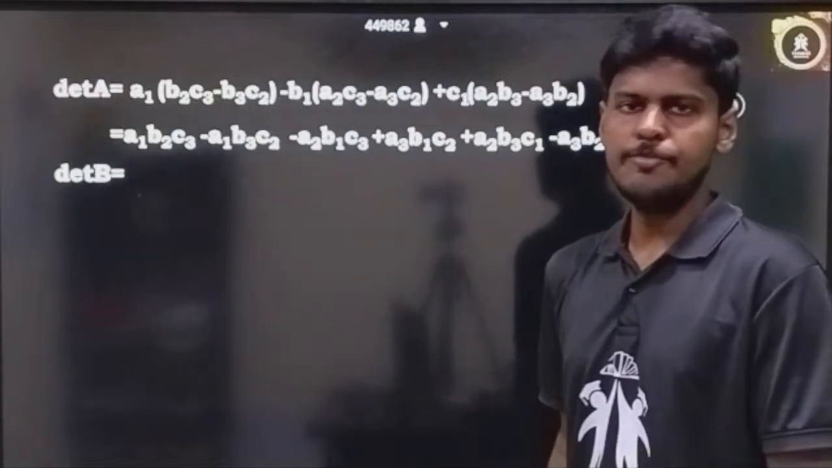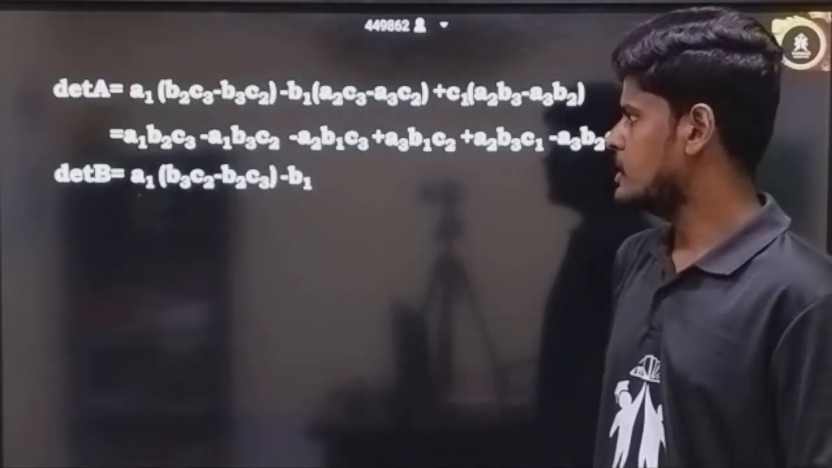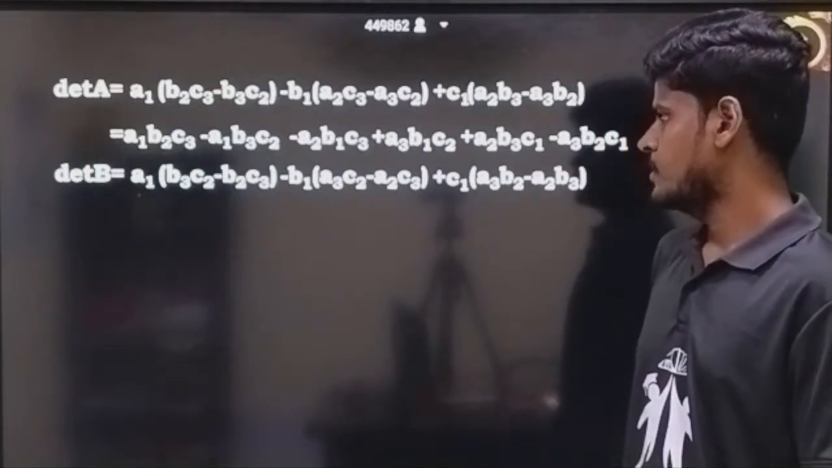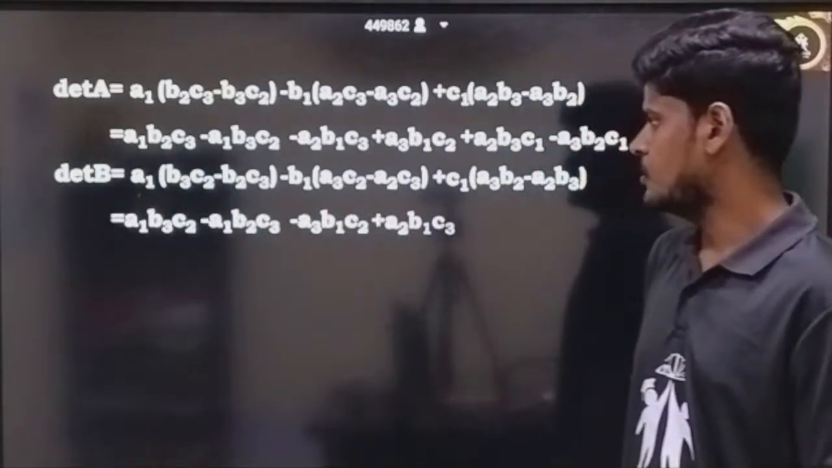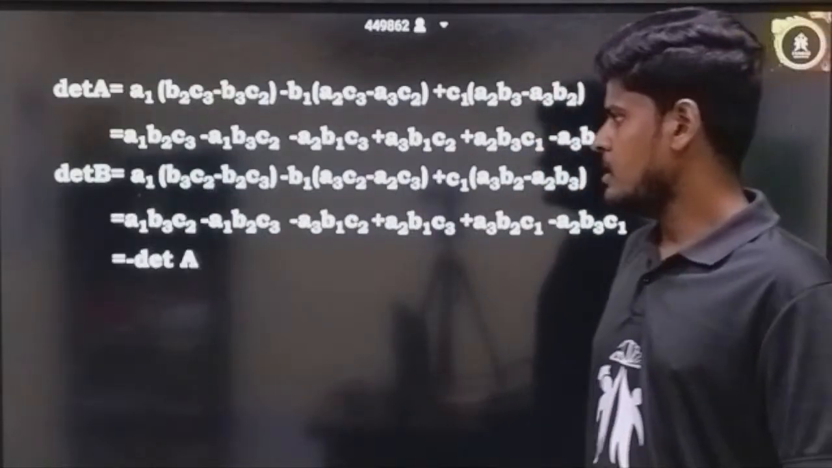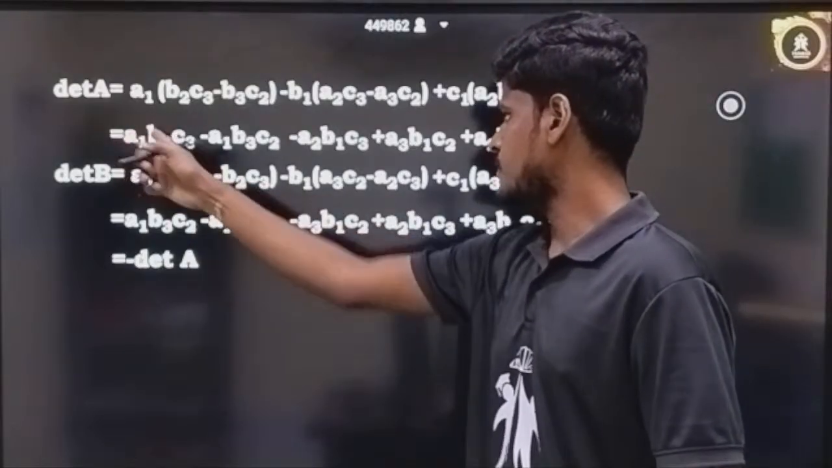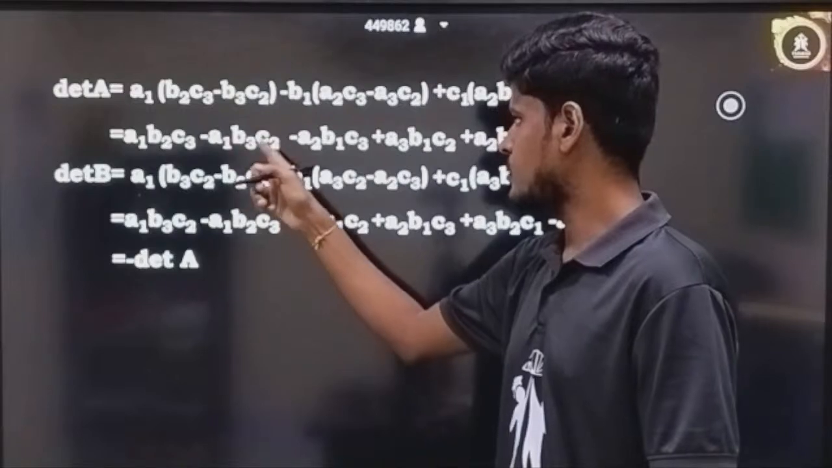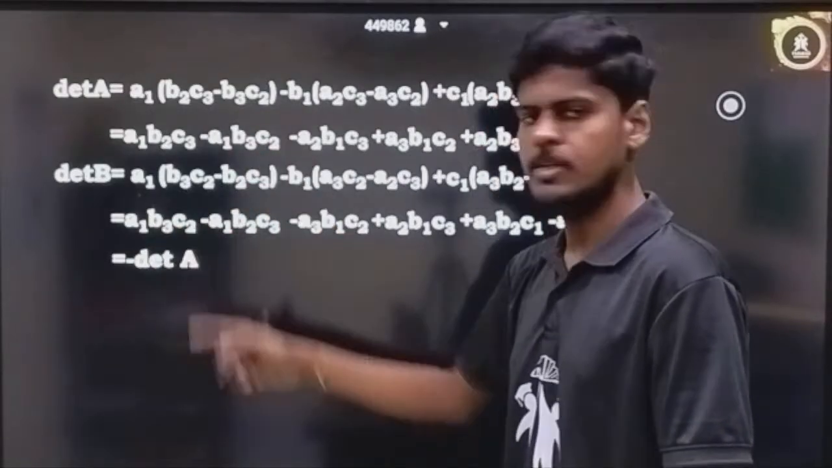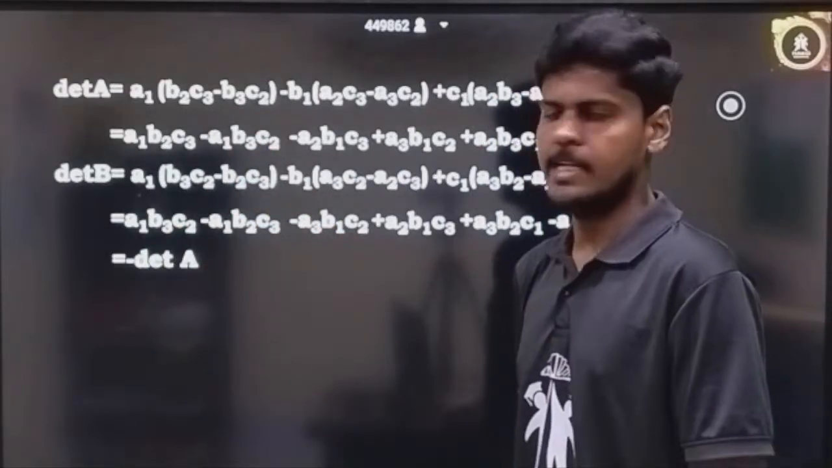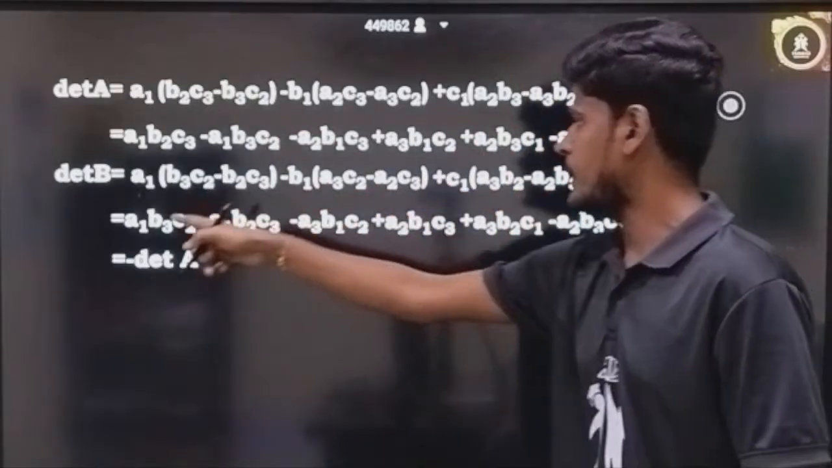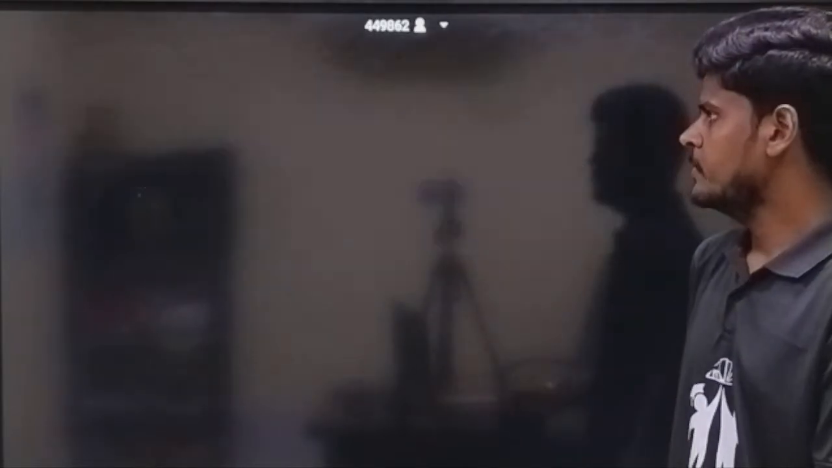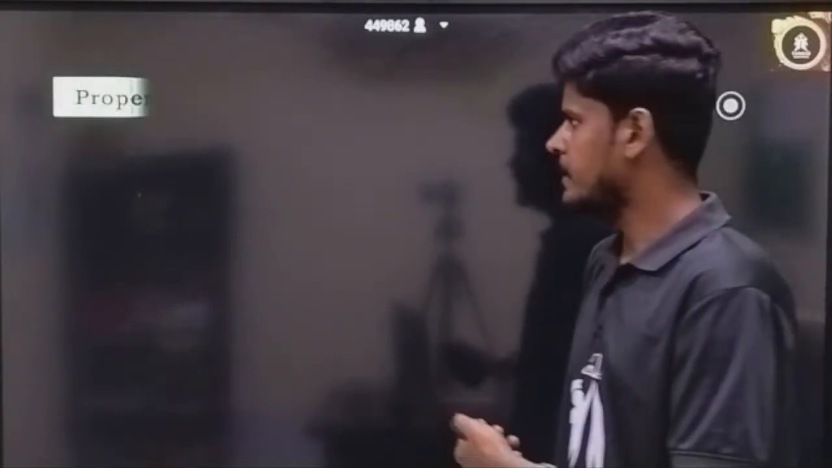And what about the expansion of determinant B? Again we will follow the same procedure, expansion along row 1. So the final answer comes out to be this value. When we observe the first term, here this is minus A1 B2 C3, and there it is plus A1 B3 C2. So actually both have negative signs. Similarly, all terms will be the negative of those. So the final answer becomes negative of determinant A. This is the proof for the second property.